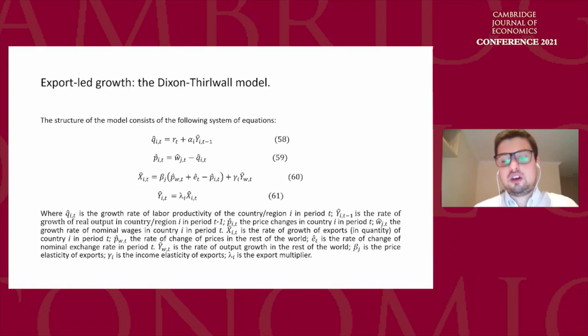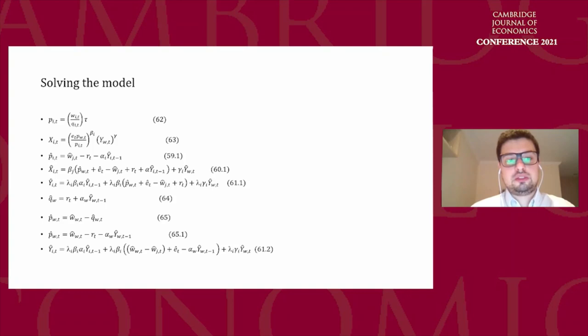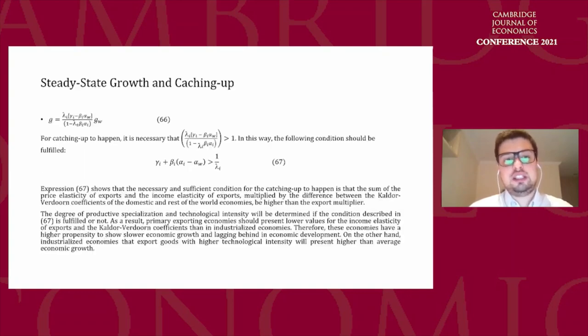So these models of export-led growth, for instance, the Dixon-Thirlwall model, consist of the following structure. Well, doing some transformations here, we arrive at the steady state growth and catching up. For the catching up to happen, the left part of the equation has to be greater than 1. In this way, the following condition is fulfilled. Expression 67 shows that the necessary and sufficient condition for catching up to happen is the sum of price elasticity of exports and income elasticity of exports, multiplied by the difference between the Kaldor-Verdoorn coefficients of domestic and the rest of the world economies, and be higher than the export multiplier.